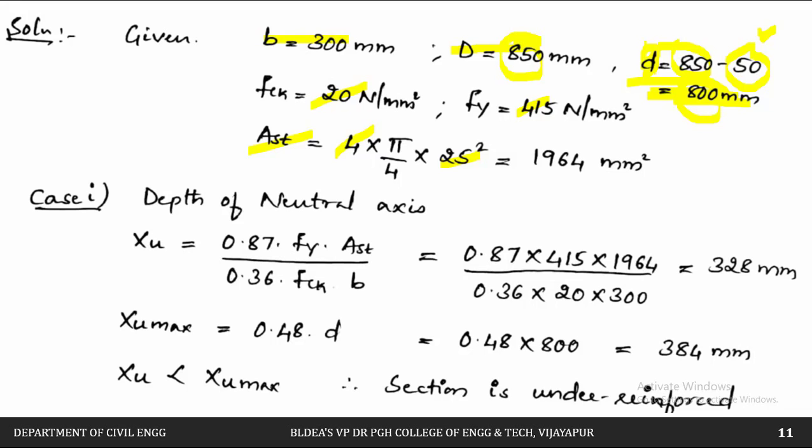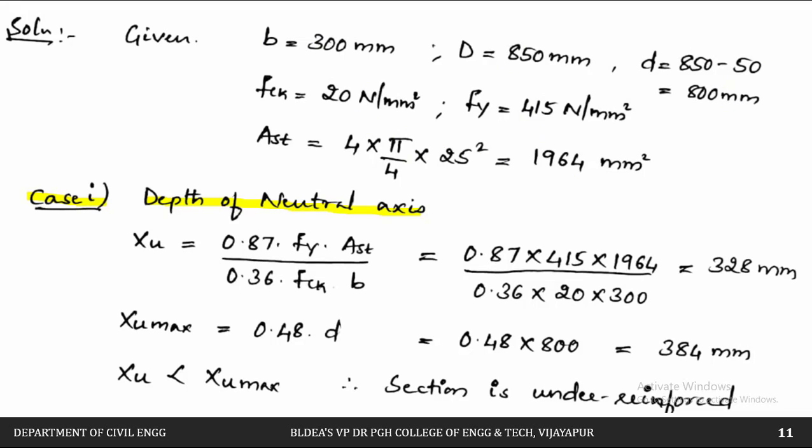Pi by 4 into d square. This is nothing but area of 1 bar. So multiply by 4, we will get 1964 mm square. This much area of steel is being provided. The next is we have to calculate for case 1. First we have to check whether the section is under reinforced or over reinforced, and we have to calculate the moment.